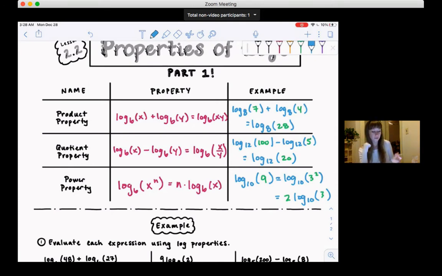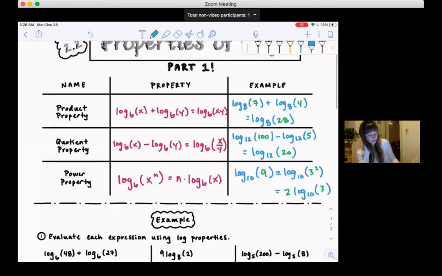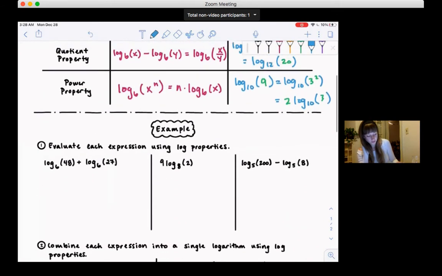So we might be wondering, like, why is this useful? And it actually allows us to evaluate some log expressions that we wouldn't be able to directly evaluate using our exponent chart. So let's see some examples of that.